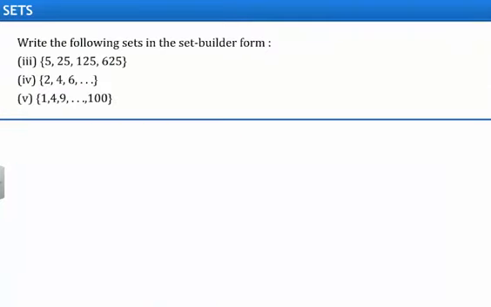In this question, 3 sets are given to you. You have to write these given sets in set builder form. Let's begin the solution.